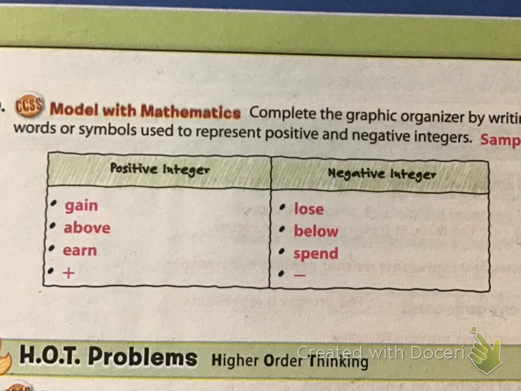So here's another thing. When we're dealing with positive numbers, we see these words in our equation. We see the word gain, above, earn, the positive sign. We might see the word deposit. When we're dealing with negative integers, we see lose, below, spend, minus. We might see back. We might see withdrawal. We might see any of these terms when we're dealing with our negative integers. When we're dealing with our positive, we see that.